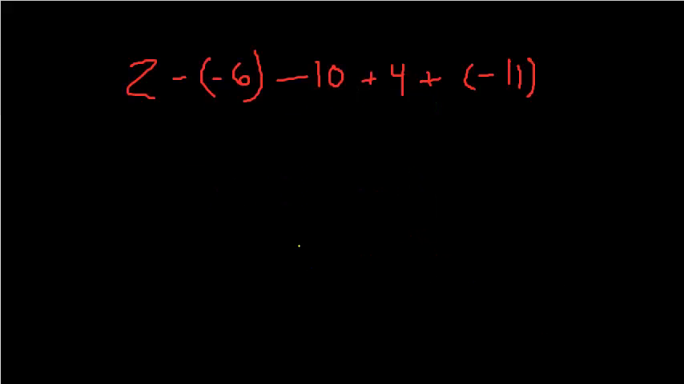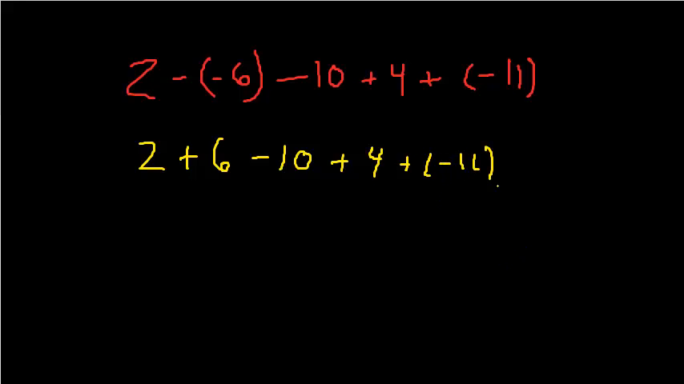So let's throw it all together in one problem. Okay, we see here that we have a double negative, so we can rewrite this as 2 plus 6. Right, minus 10 is just minus 10, plus 4, and then plus a negative number. Well, we can either write this as plus negative 11, or we can write it as minus 11. Again, they both mean the same thing.